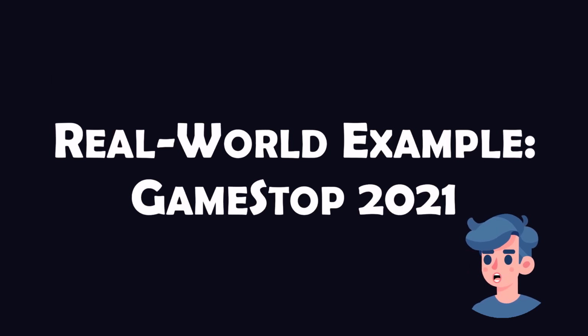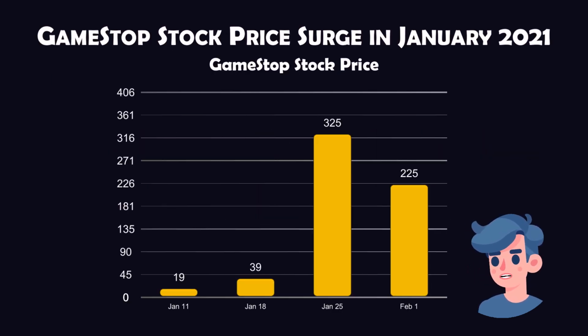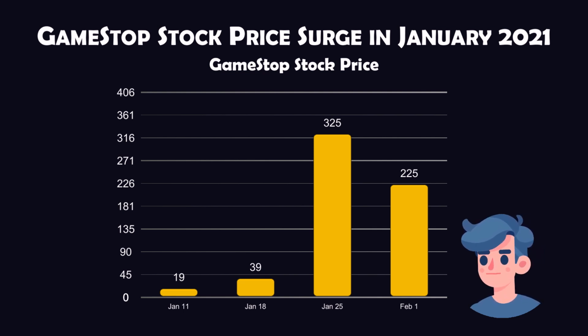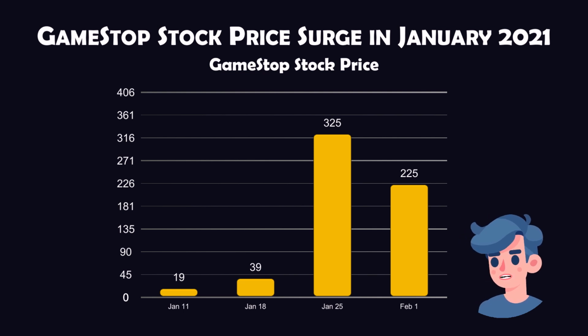Let's take a look at how real-world events can impact stocks and short selling. A notable example is the GameStop saga in 2021. Hedge funds had shorted millions of shares, betting the price would fall. However, a group of individual investors coordinated buying efforts, driving the price up sharply and forcing short sellers to cover their positions at massive losses.